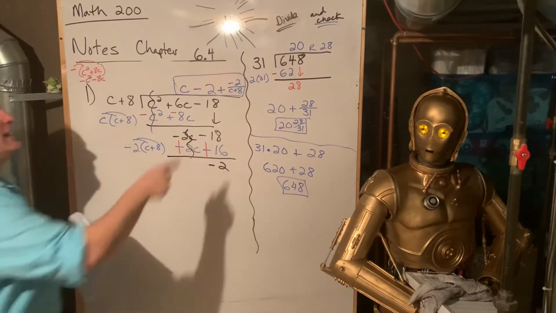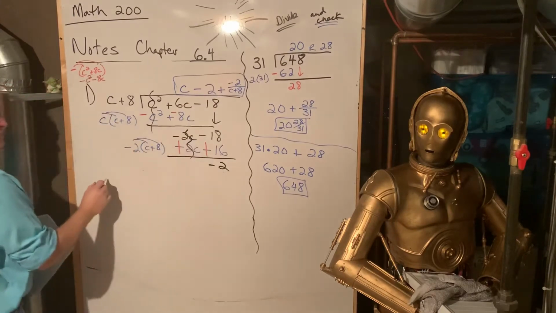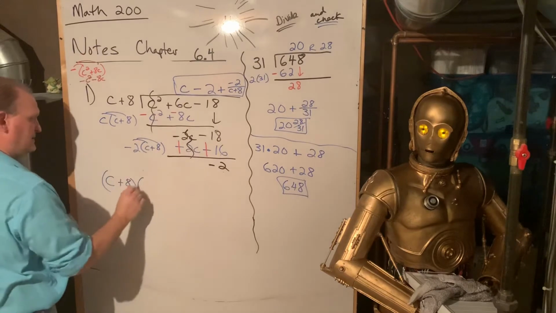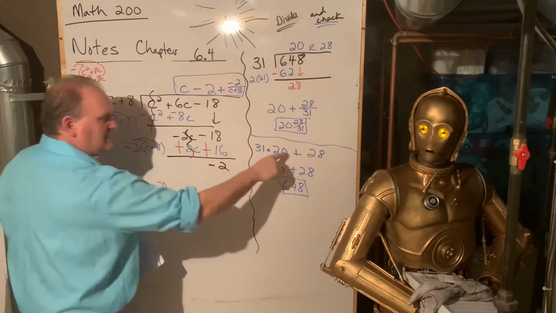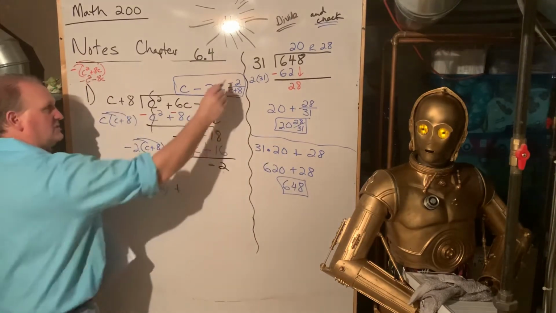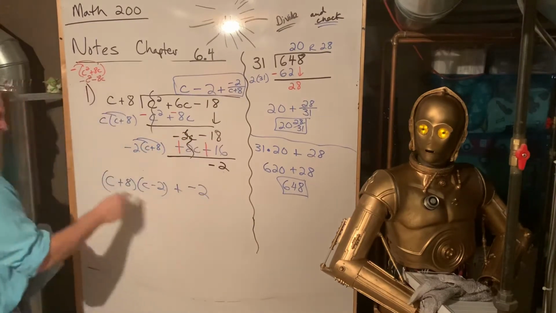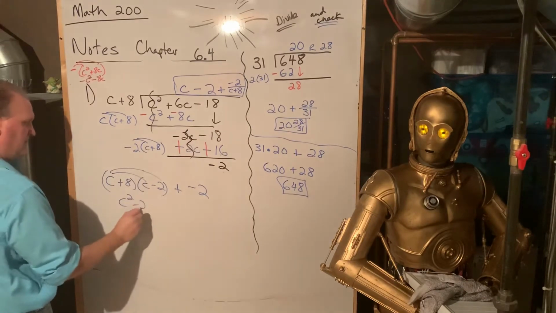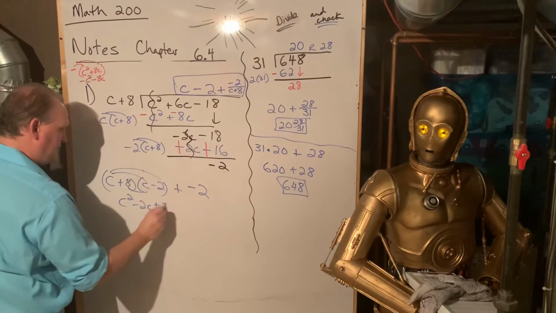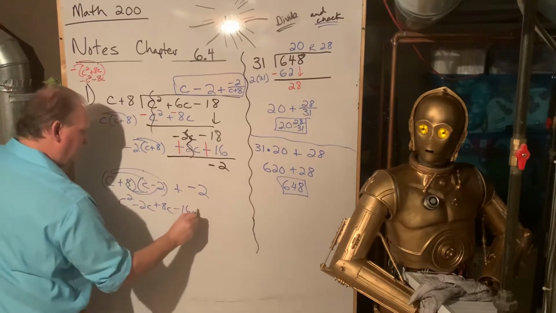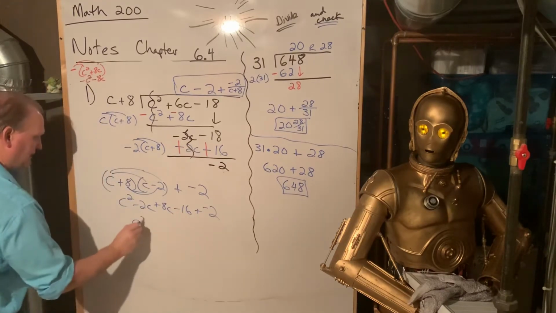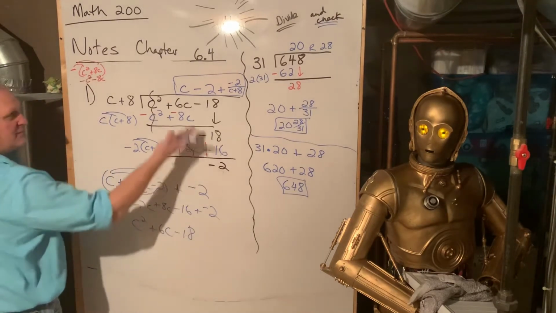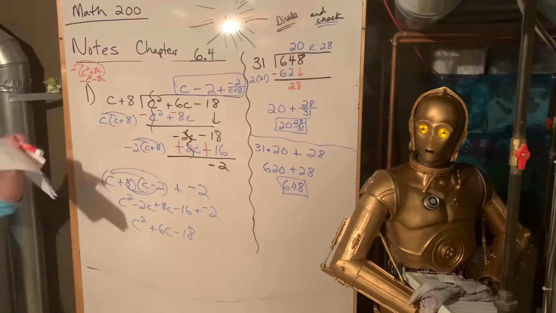All right? Oh, and let's do the check on this. So what would the check look like on this? That would be C plus 8 times C minus 2, so just like what I did there, and then plus just the remainder. And that will work out to be this. If we do the distributive property twice, C squared minus 2C plus 8C minus 16 plus negative 2, combine like terms, and voila, C squared plus 6C minus 18. All right?